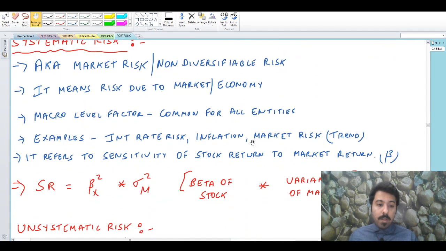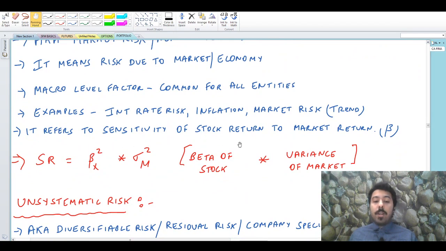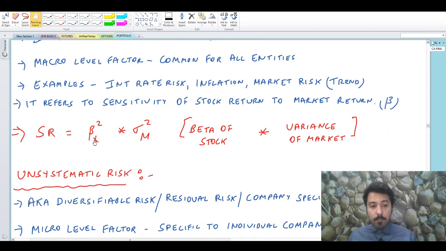Okay, systematic risk refers to the sensitivity of stock return to market return, beta. This is beta basically, like if market changes by a certain percentage, how much will our stock change by, right? So systematic risk is beta of x squared into sigma square m, that is variance of market. Beta of stock into variance of market. Just read it and think about it. What is this? What are we calculating? We are calculating systematic risk. That is how much economy wide factors affect our industry, our company.